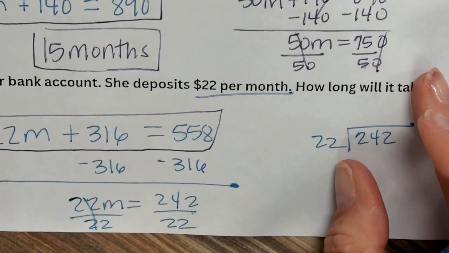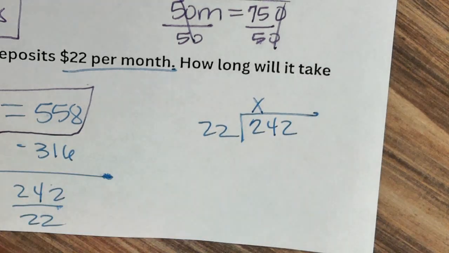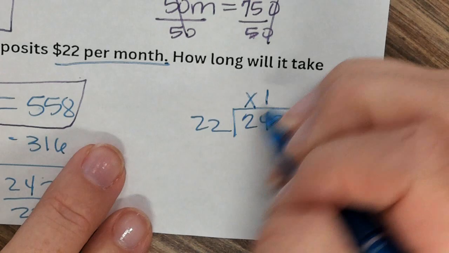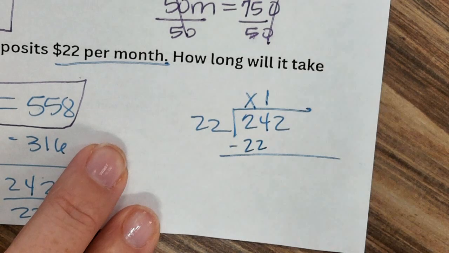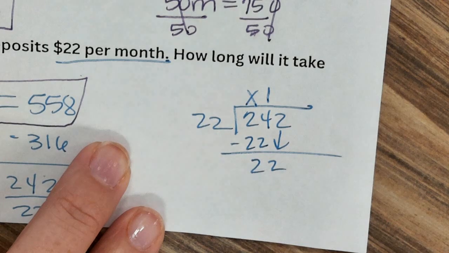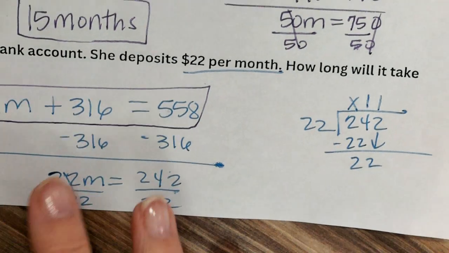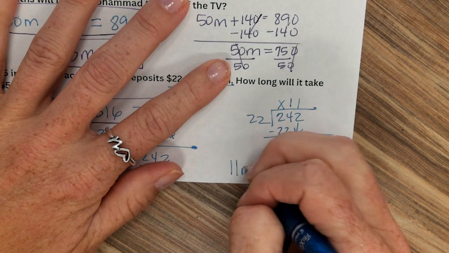Can 22 go into 2? No. Put an X. Can 22 go into 24? Yes. One time. 1 times 22 is 22. That's 2. Bring the 2 down. Can 22 go into 22? One time. So what would I label my answer? 11 months.